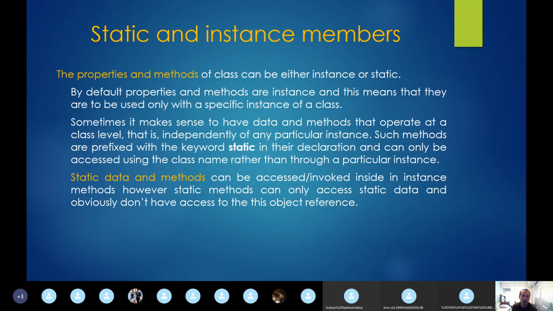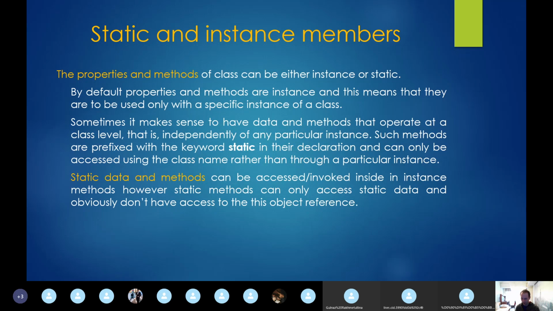And also let's talk about static and instance members. The properties and methods can be either instance or static. By default, properties and methods are instance, and this means that they are able to be used only with a specific instance of a class. If you don't have the static keyword, you can address something from the instance.